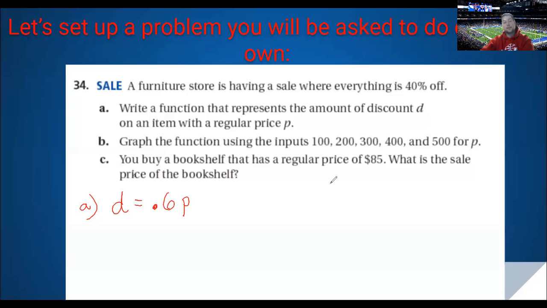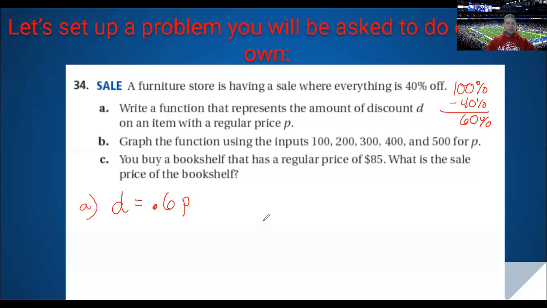Okay, we'll first start with the function rule or equation. The discount you're going to receive will be the equivalent of 60% of the original price. When you take 40% off of something, that means you start at 100% of its value and you subtract 40%. And now you're paying 60% of the original price of that item. That's how we're multiplying 0.6 times the original price to figure out our discount.